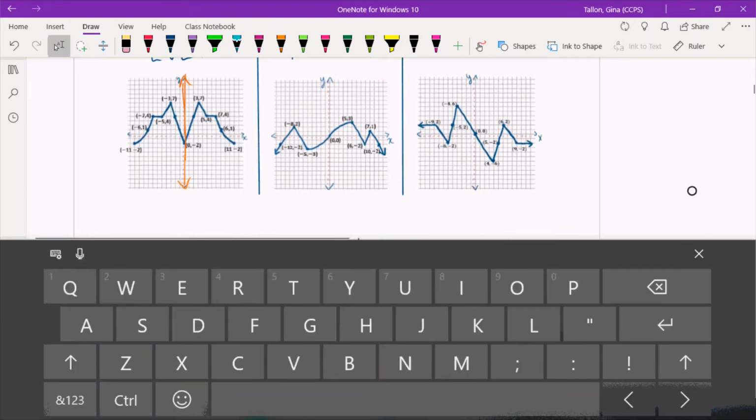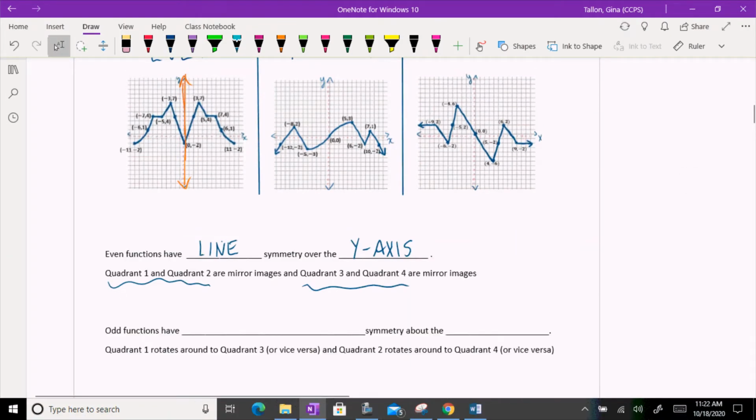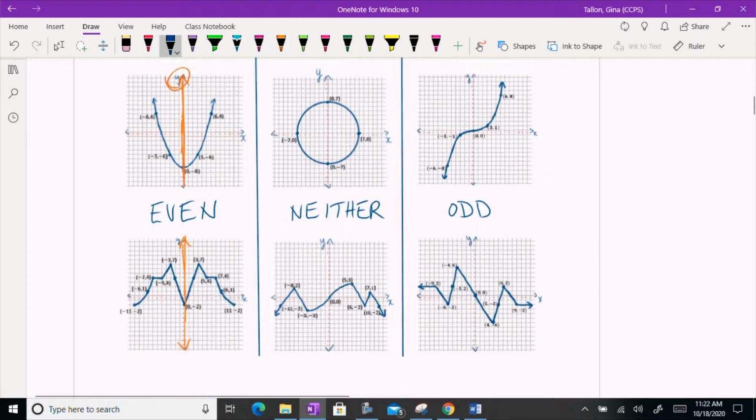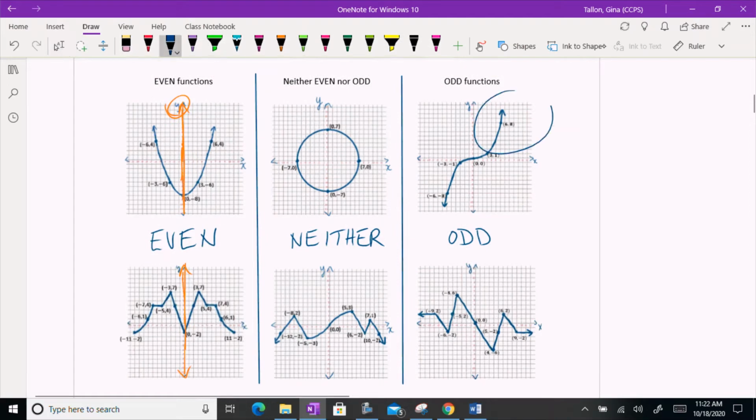Odd functions have blank symmetry about the blank. So I wrote down here, quadrant 1 rotates around to quadrant 3. Let's take a peek at this one here. Quadrant 1 up here for this odd function. If quadrant 1 were to rotate down over here to quadrant 3, then I would not have a mirror image, but I have a rotational image. And that rotation has to happen over the point 0, 0. So it has to happen about the origin.